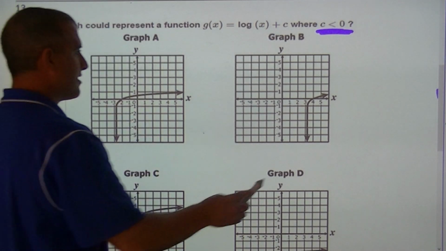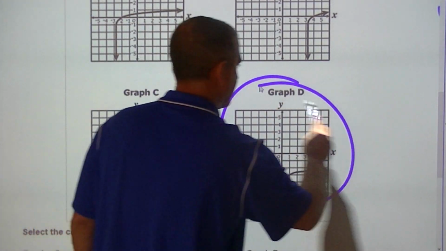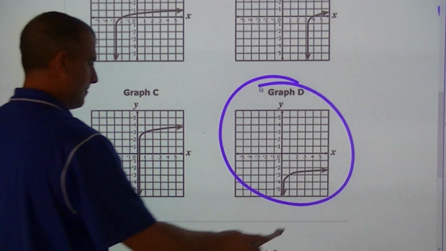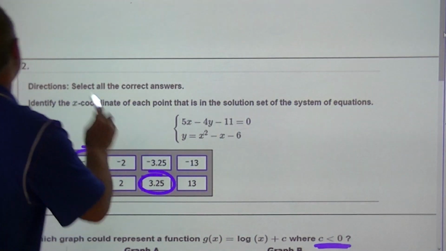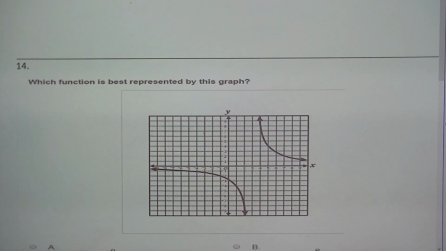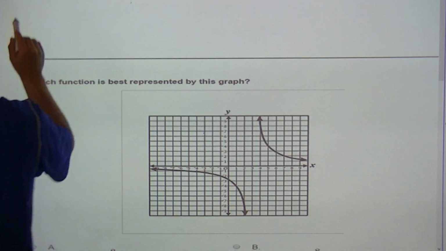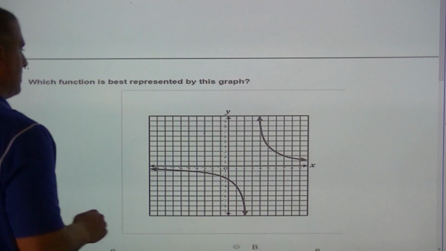So I can eliminate some of these. Those two are eliminated. This one has to be my answer, because it's very similar to that. Do I have anything else below? Nope, just the problem. Was that 12 or 13? That was 12, that was 13. Okay, we're good. All right, 14.